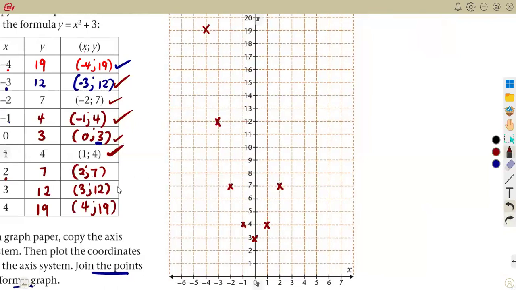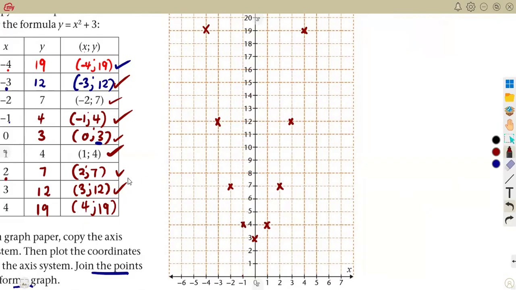Same way, you're going to mark 3 and 12. So 3 and 12, we're going to meet here. That is where you're going to have a point. And also 4 and 19. The 4 there and the 19 is going to be here, somewhere there. Just like that. So you just have to be careful as you are marking these points.